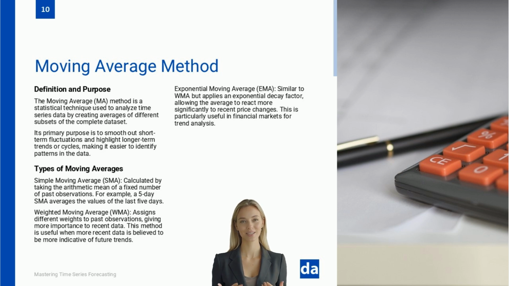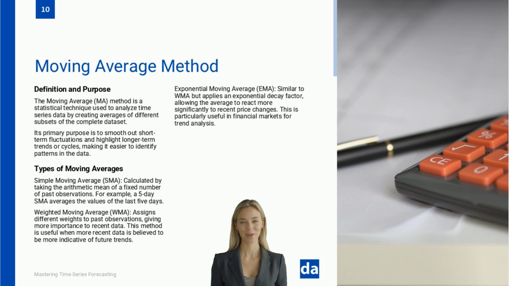The first type is the simple moving average, or SMA. This is calculated by taking the arithmetic mean of a fixed number of past observations. For instance, a 5-day SMA averages the values from the last 5 days, providing a straightforward way to observe trends over a short period. The second type is the weighted moving average, or WMA. This method assigns different weights to past observations, placing more emphasis on recent data. This is particularly useful when we believe that more recent data points are more indicative of future trends.